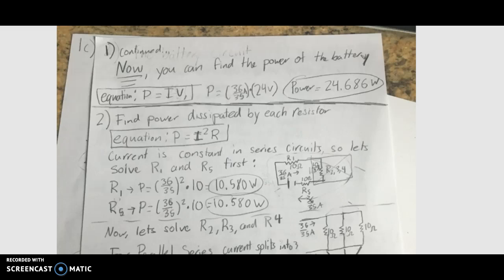Again, looking back at this problem, just to recap really quickly, we needed the total resistance to find the total current, and we need the total current to find the power of the battery. So that's why we needed to do those two steps before we even got to the power of the battery. So the power of the battery is going to be P equals I times V. That's our formula. So P is going to be equal to 36 over 35 amps times 24 volts, which comes out to roughly 24.686 watts. So part 1 is done.